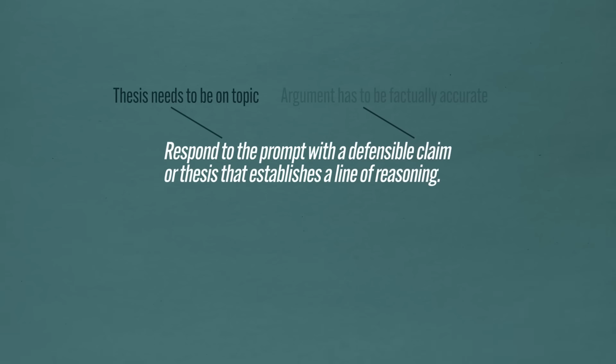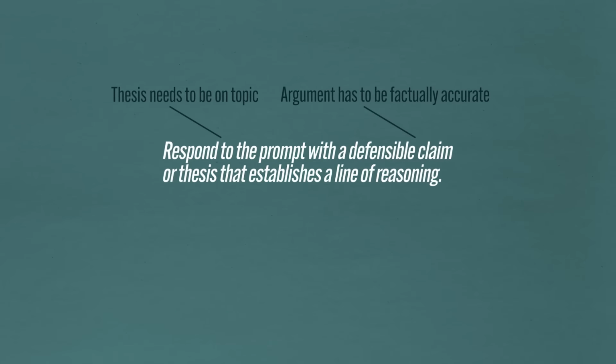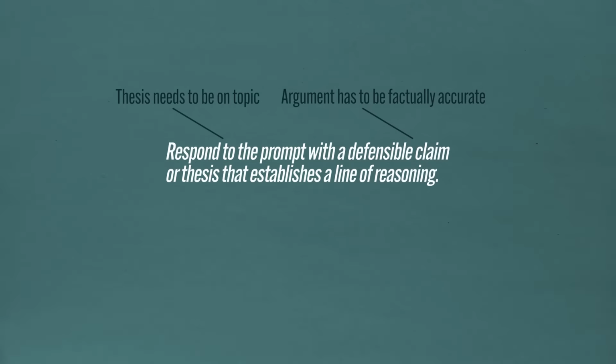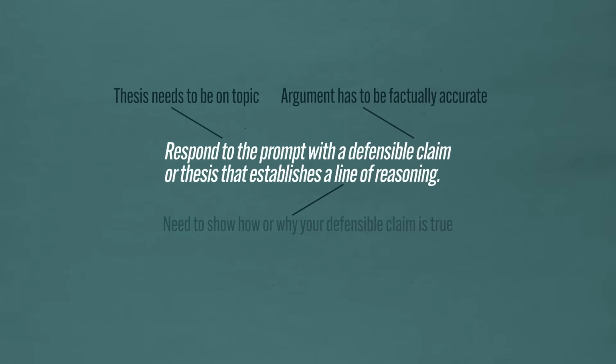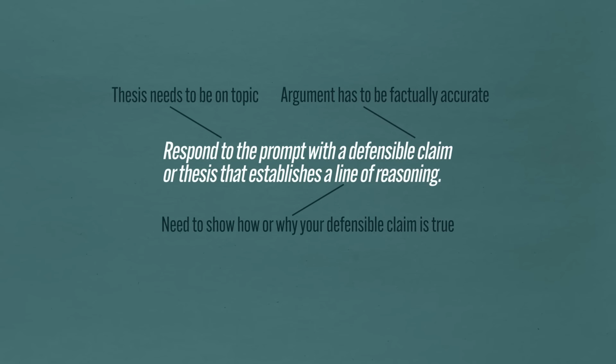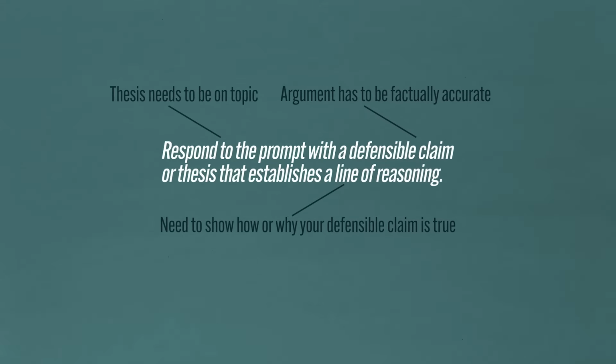And that means that your argument has to be factually accurate. Like if you say that the president has the power to rule with an iron fist like Genghis Khan, that would not be accurate. And third, a thesis must establish a line of reasoning. That just means you need to show how or why your defensible claim is true. So let's jump into the thesis.